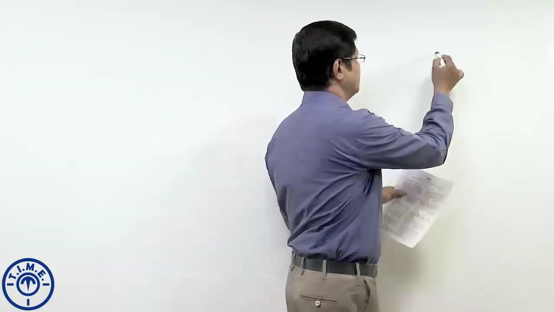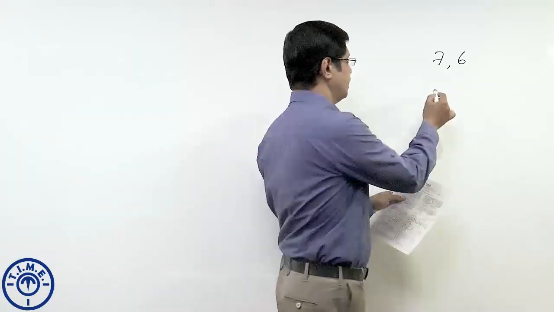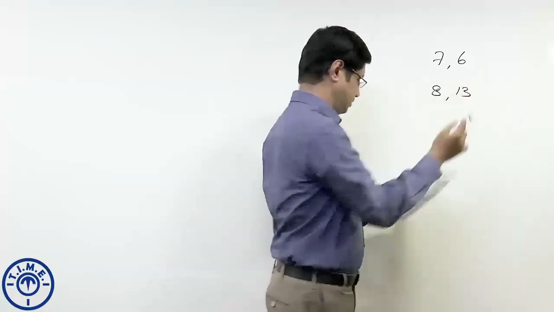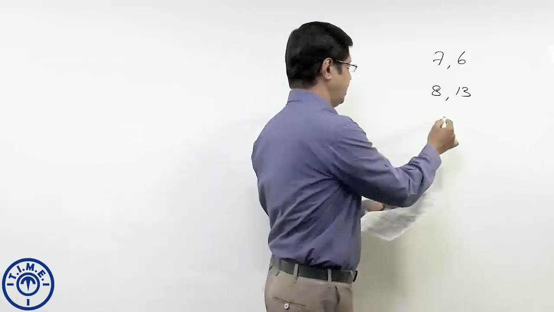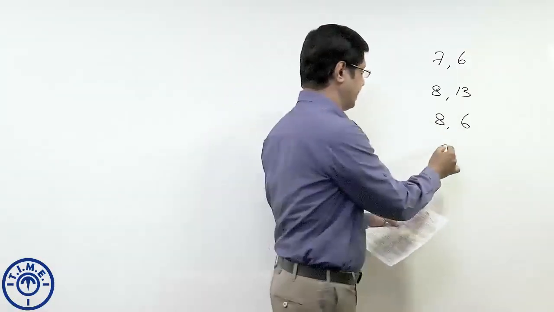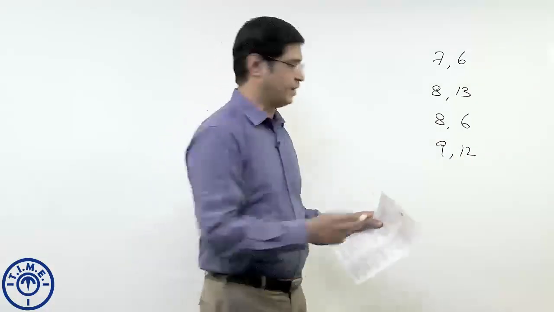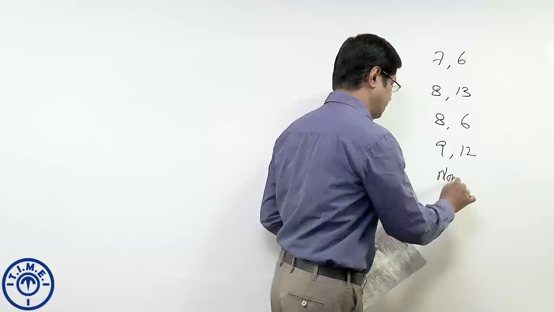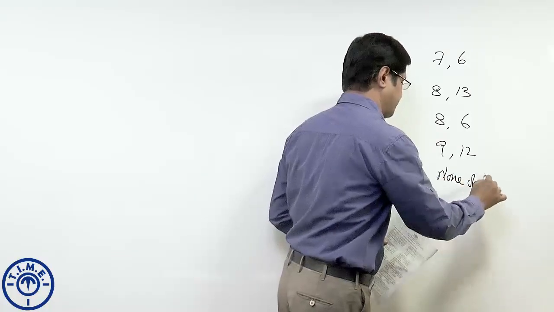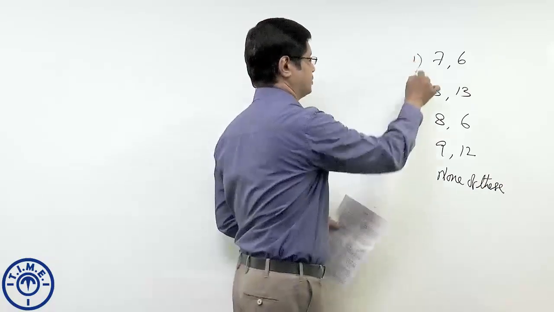So, what are the options given here? The first option is 7 and 6, option number 2 is 8 and 13, option number 3 is 8 and 6, option number 4 is 9 and 12, and option 5 is none of these. These are the 5 options.